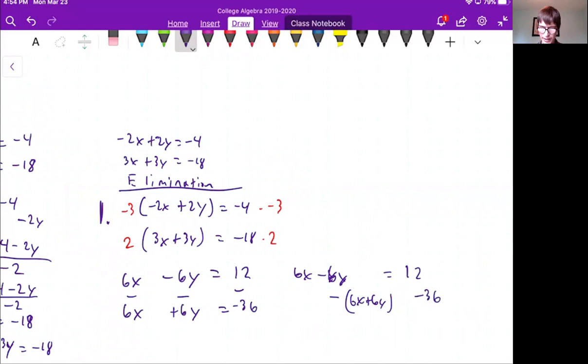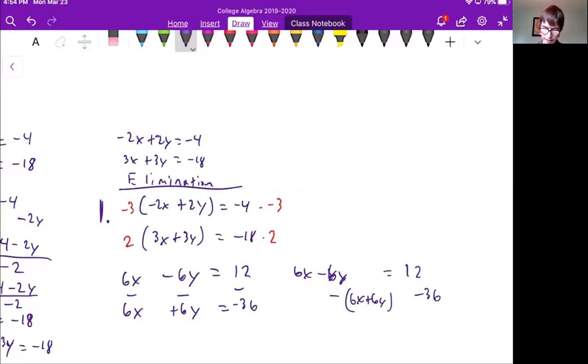Like what gives you the authority to subtract it from both sides? Subtract these two things from both sides. But then we see that 6x plus 6y equals negative 36. It's kind of like I'm subtracting a negative 36 from both sides. Negative 36.